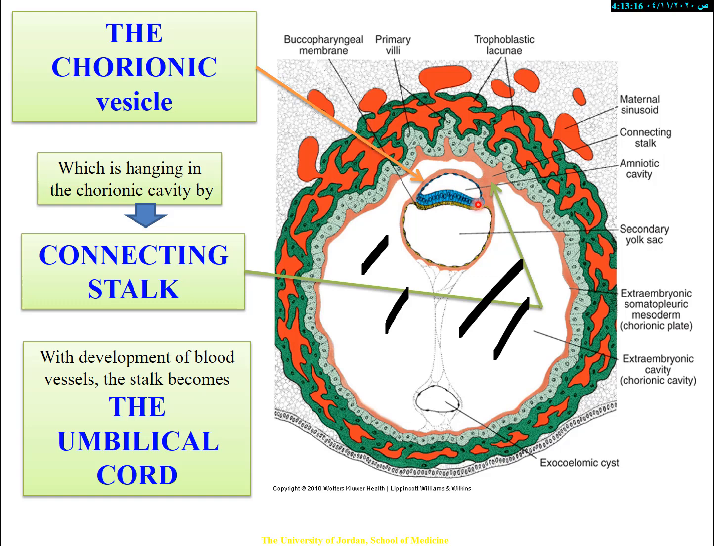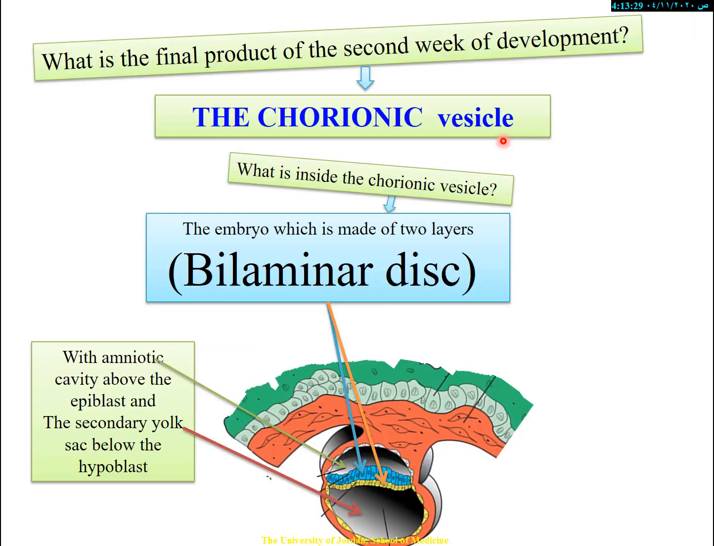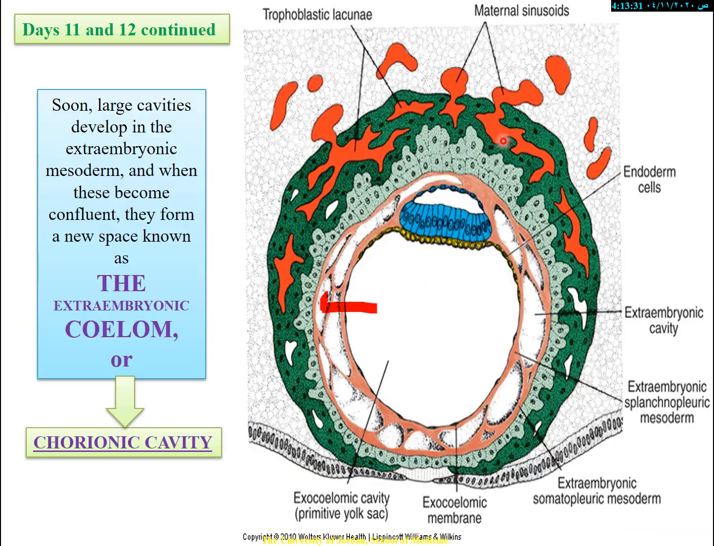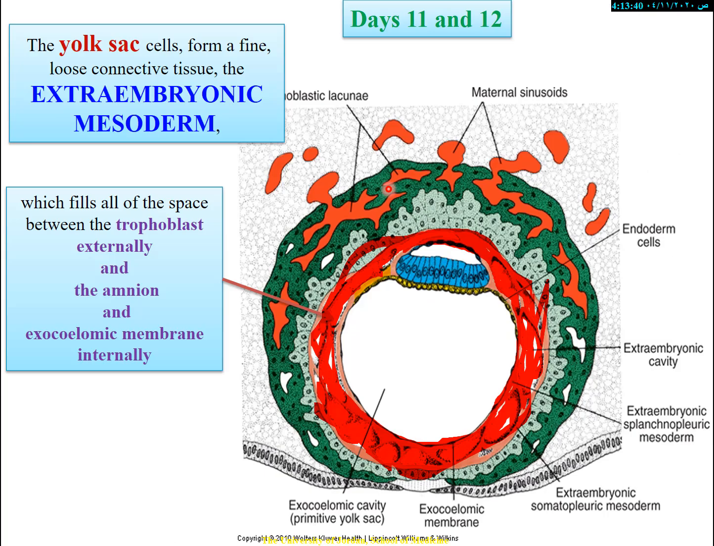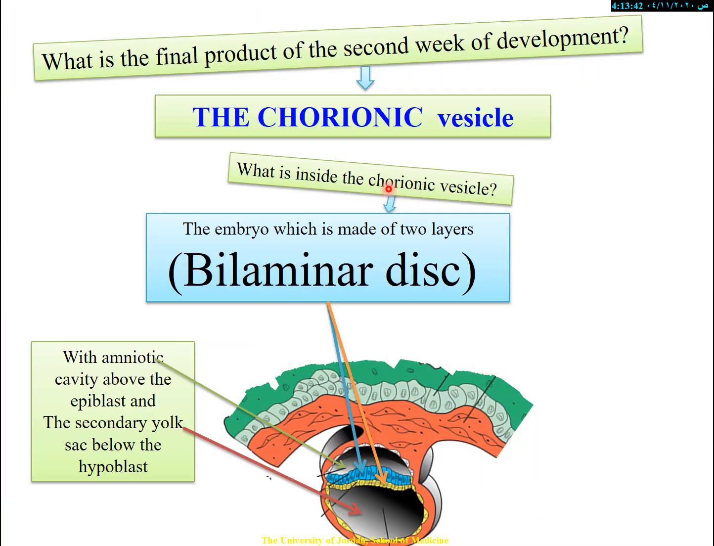So this is you by the end of the second week of your life, and you barely occupy anything in the wall of the uterus, as you can see here. You would just get inside the wall of the uterus. You are hanging inside a chorionic vesicle.